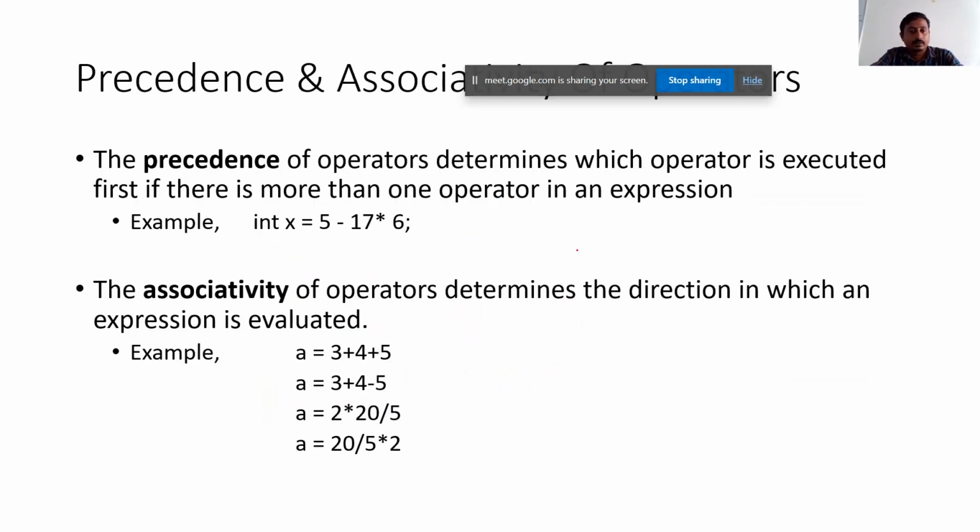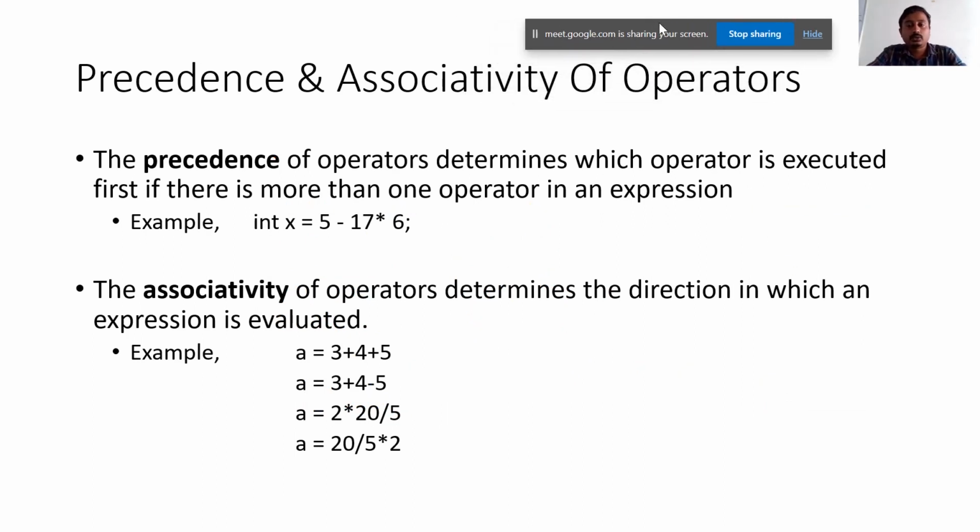Moving forward, now when we talk about any operator, you have to consider two aspects regarding operators, that is precedence and associativity. Now every operator will have its corresponding precedence and its associativity. So what is precedence? The precedence of operator determines which operator is executed first.